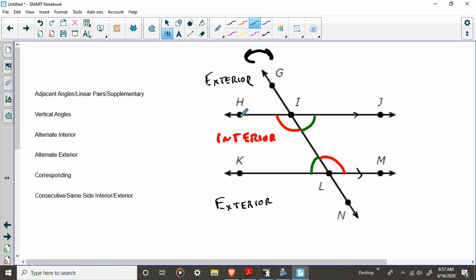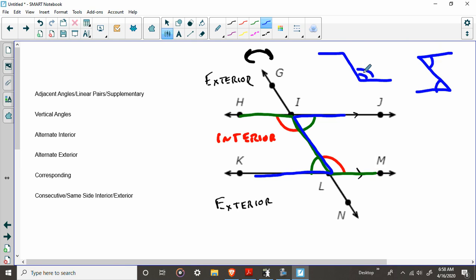So what you're kind of looking for is either this kind of stretched out shape right here, or you're kind of looking for this Z shape or backward Z shape. Those are the shapes we're looking for in alternate interior. So you're kind of looking for one that's going to be like that, and one that's going to be like that. These are what you're going to have. These will be your acute alternate interiors. These will be your obtuse alternate interiors.